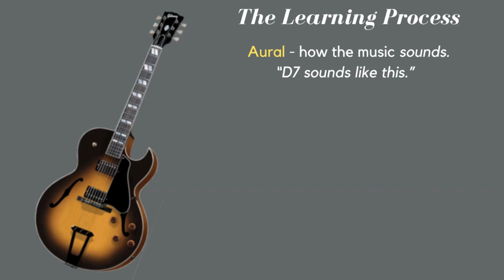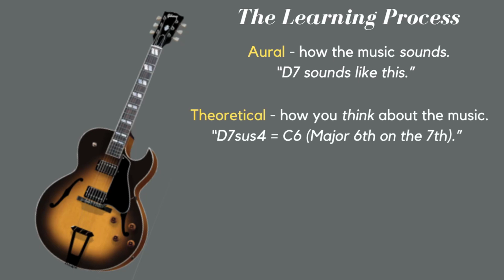Just before we move on to the second example, I'd like to take a couple of moments just to discuss what is happening when you're learning something new on the guitar. There's actually 4 different things at work. There's the oral side, which is how does the music sound. There's the theoretical side, which is like the concepts we were just discussing about playing a C major 6th over a dominant 7th chord and so on.